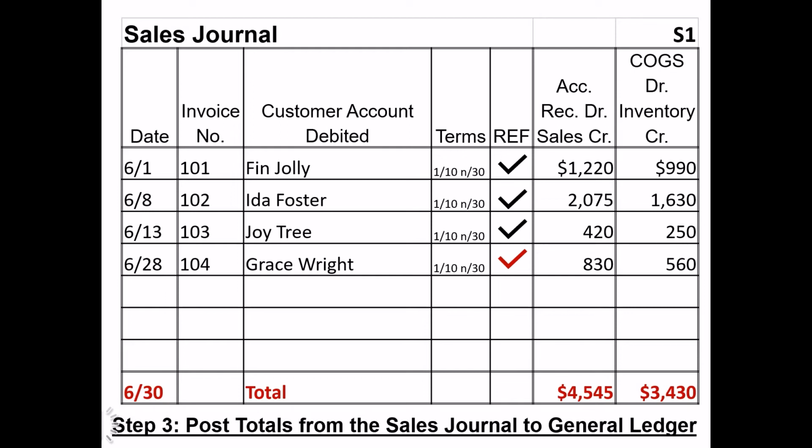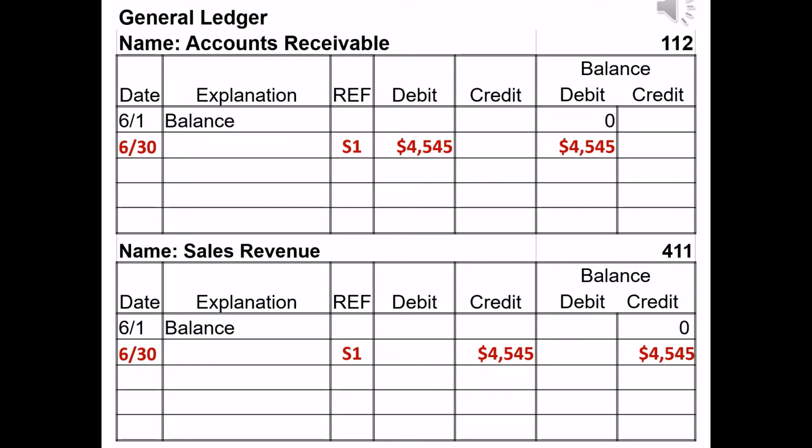The $3,430 will be posted as a debit to cost of goods sold and a credit to inventory directly into the general ledger accounts. Here you can see our entries into the general ledger accounts for accounts receivable, $4,545 with a reference of Sales Journal 1 or S1 and a credit to sales revenue for the same amount. Notice the account numbers. Accounts receivable is account number 112 and sales revenue is account number 411.